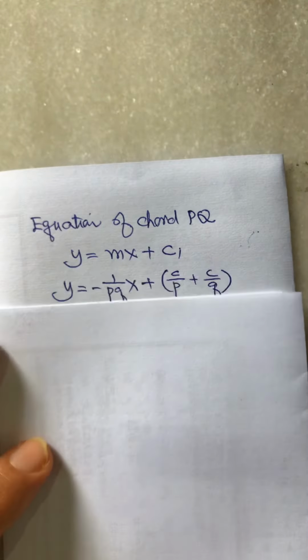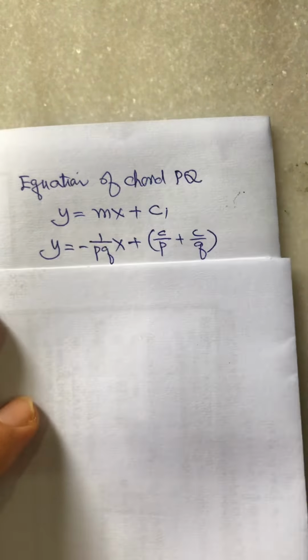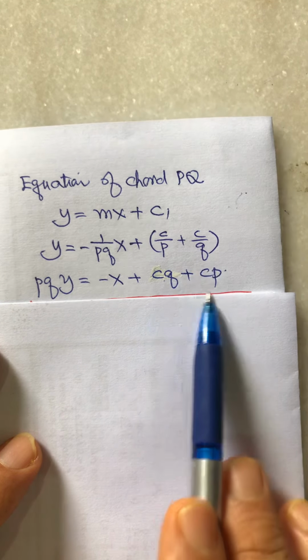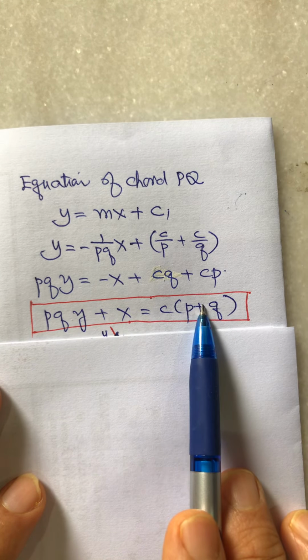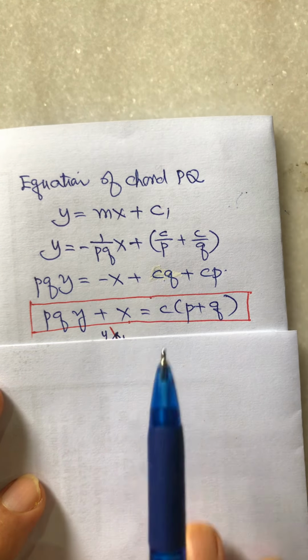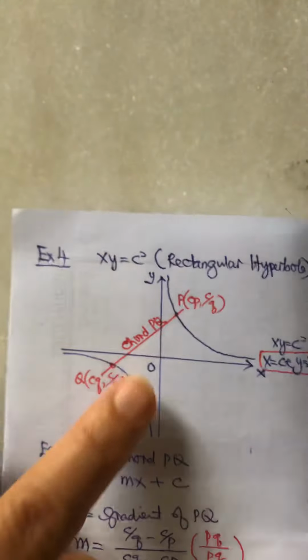Okay, so therefore you get the equation of the chord. So for the equation of the chord, we just substitute whatever we get just now, the m and the c1. Then we just simplify. We multiply by pq, you get this. Or simplify, we get this. This is the equation of chord pq.